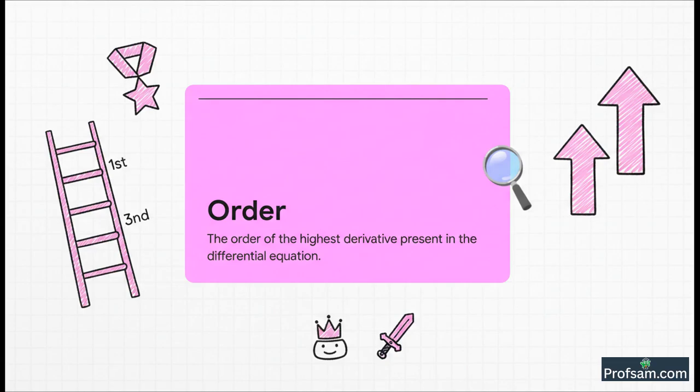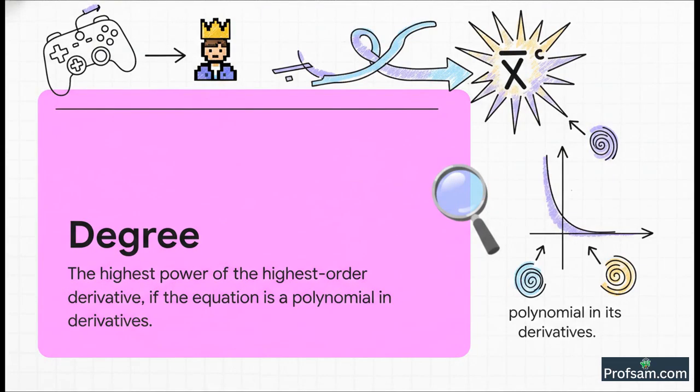That's all there is to it. And next, we have the degree. Let's stick with our gaming analogy. Once you've found your highest ranked player, that highest order derivative, the degree is simply its power up, or just its power. But, and this is a really important but, there's a special condition.